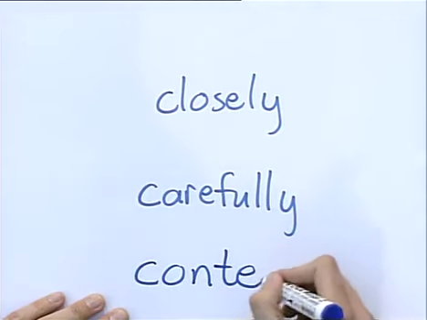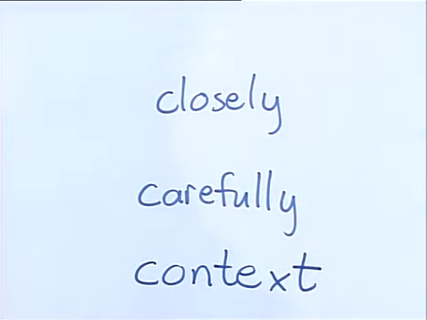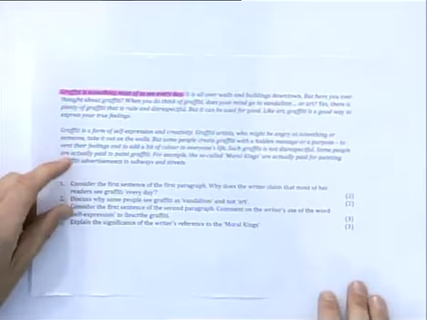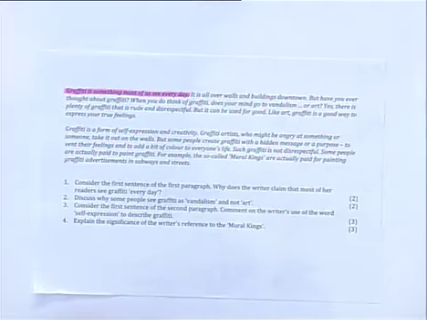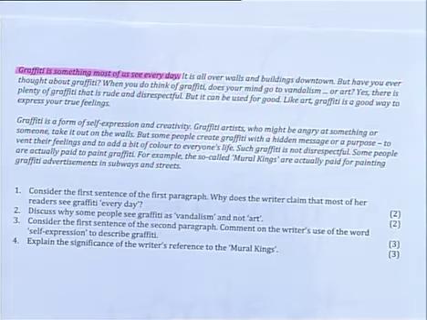You want to make sure that you're reading it in context. Which means that when you take that sentence, what you want to do is read the sentence, but then read it in context, which means read the paragraph as well. Don't just read the sentence, but read the entire paragraph in which you find that sentence. That's the context, okay? Because the paragraph is talking about a certain idea, and that sentence is part of that idea. So why does the writer claim that most of her readers see graffiti every day?